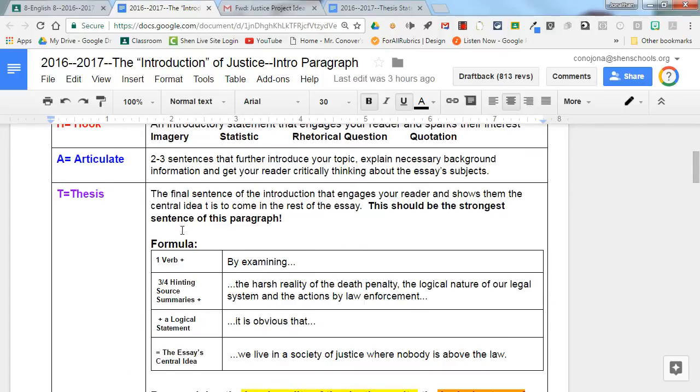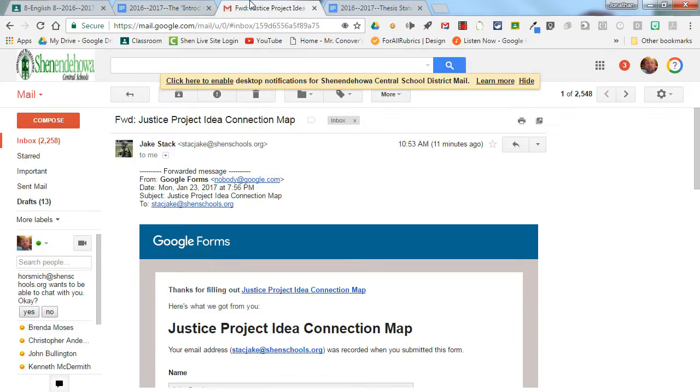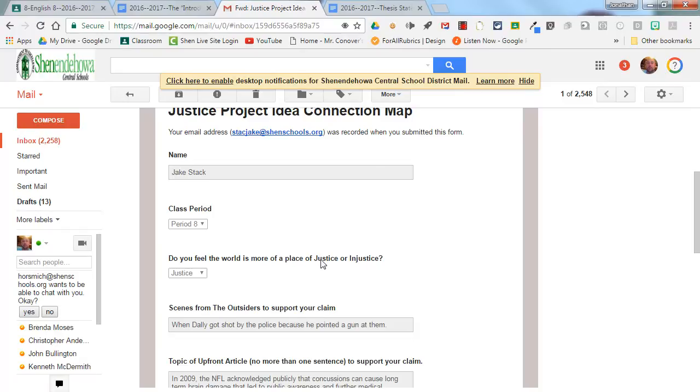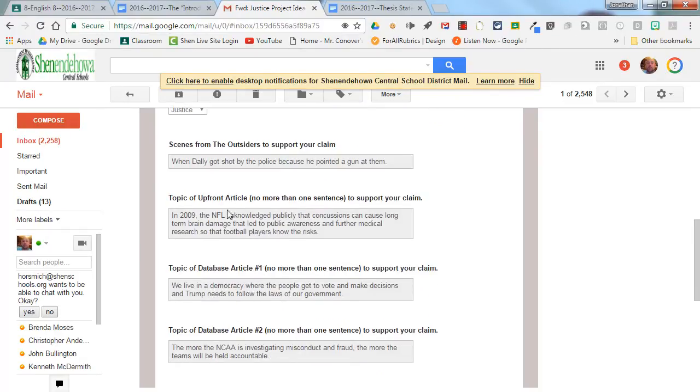All right, and there's a formula here for doing the thesis statements. Now, before you left class on Monday, you had to do a little Google form. And the thing with the form is it said to send a copy to yourself. So I'm going to pull up one of my students from my 8th period class, Jake, and Jake has his results of his form, and we see that he chose that the world is a place of justice, and we have our 4 sources that he summarized in 1 sentence.